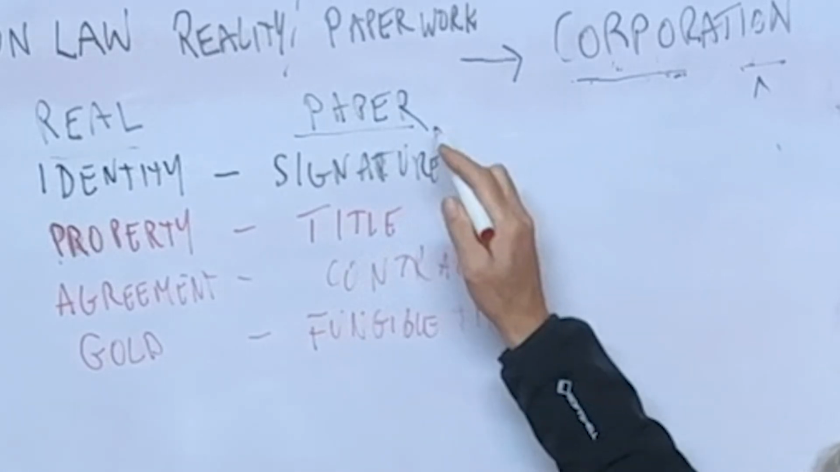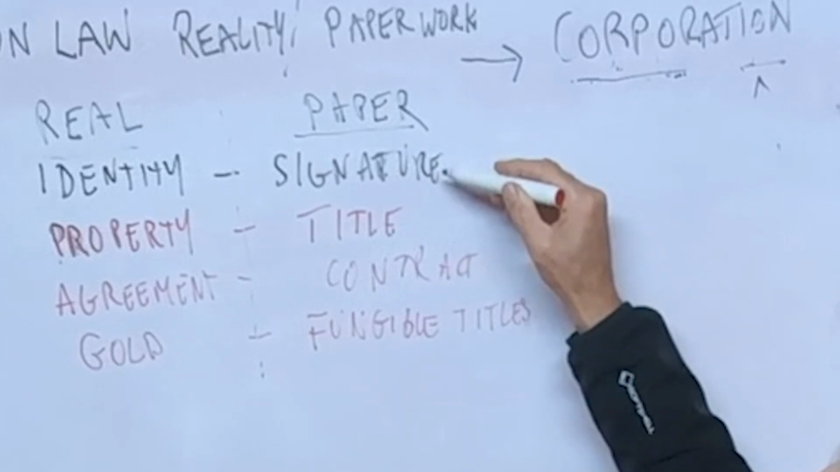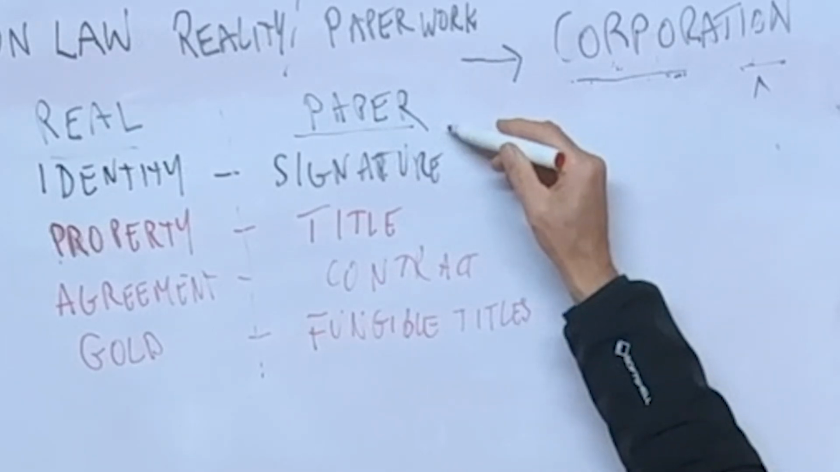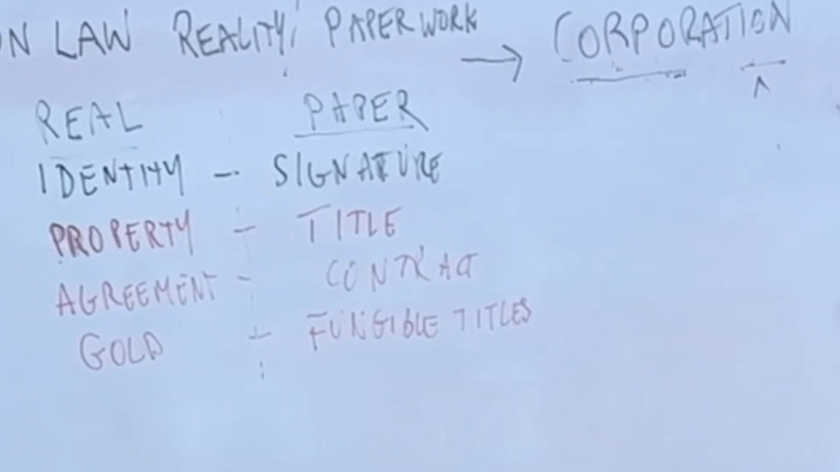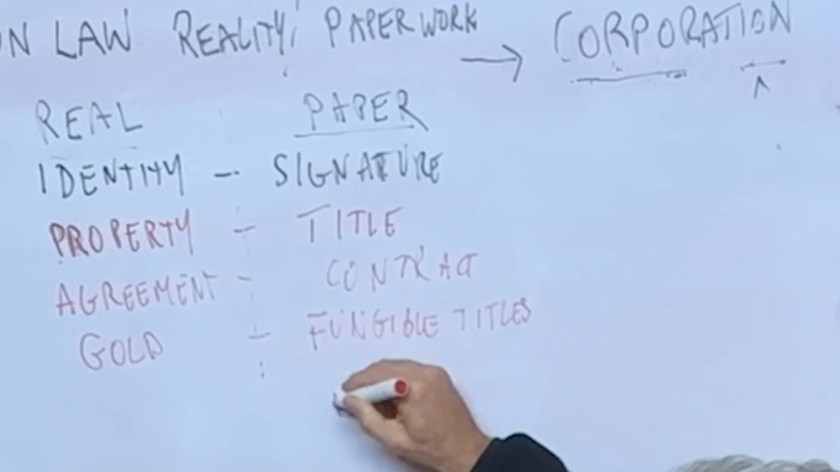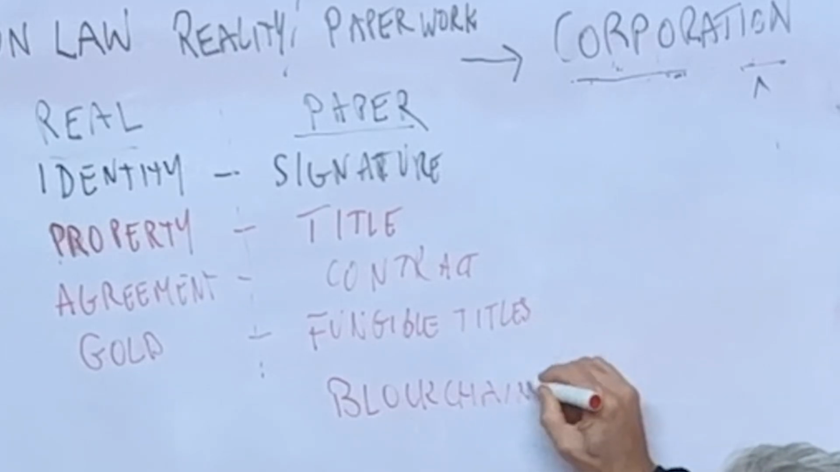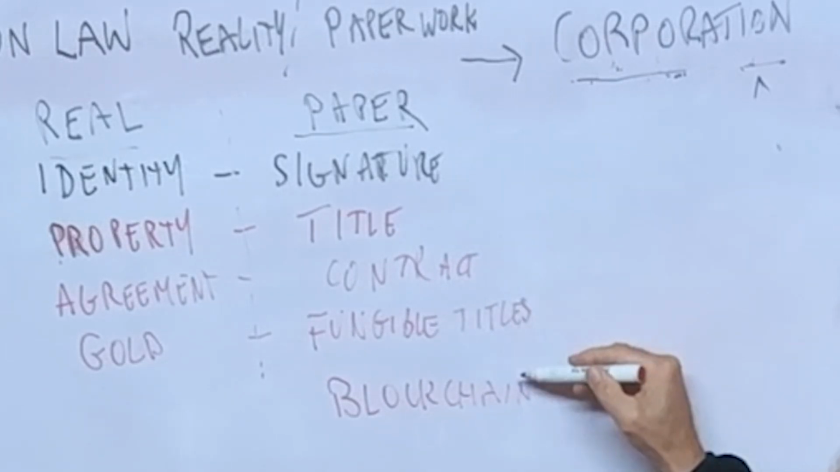Now, we need this, and these two worlds are separate. Now, how can we make an improvement? We can already make an improvement with a new technology we've got, and that is blockchain. So we can have here blockchain. Blockchain can do all these things.